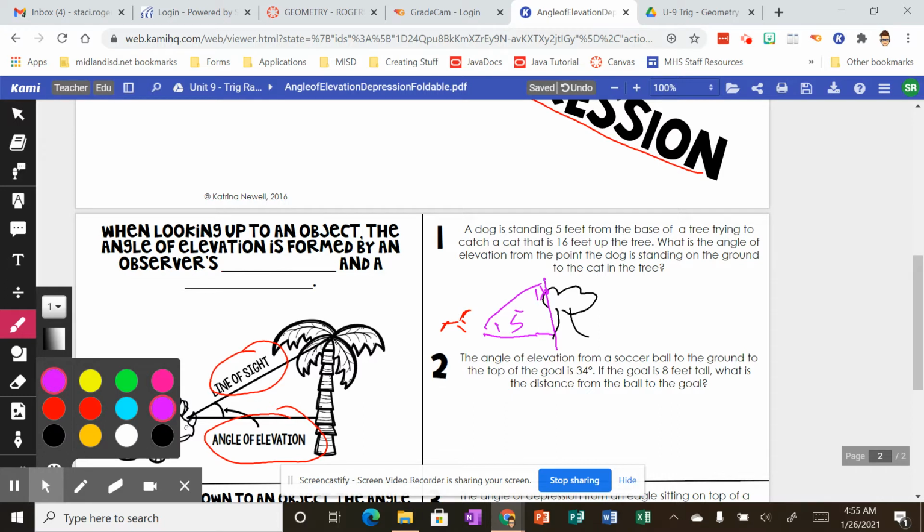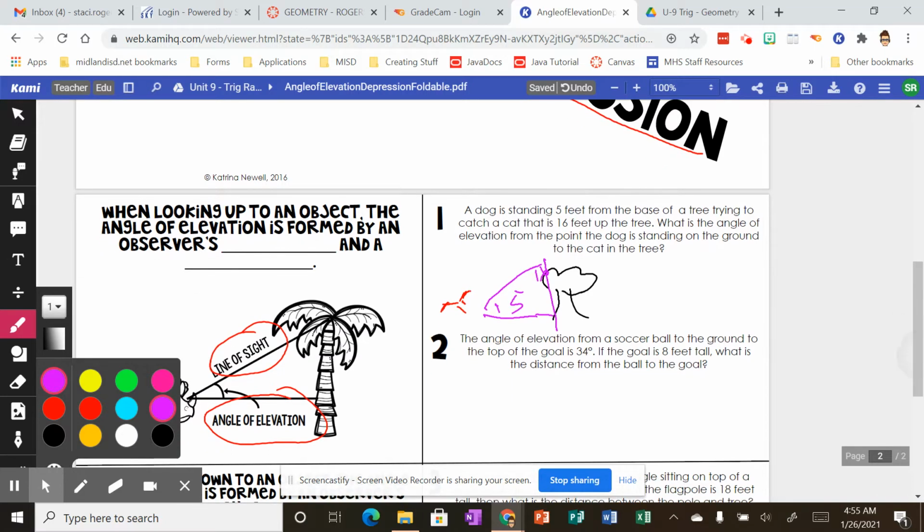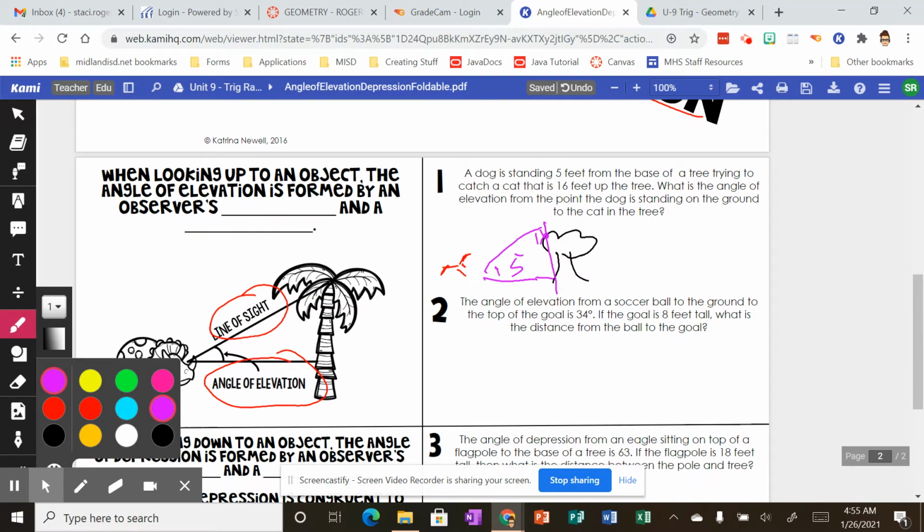Number two. This one we can do a little bit more with. The angle of elevation from a soccer ball on the ground to the top of the goal is 34 degrees. So we have a soccer ball, from the ground to the top of the goal. So here's my goal. It's 34 degrees, so there's my angle of elevation.